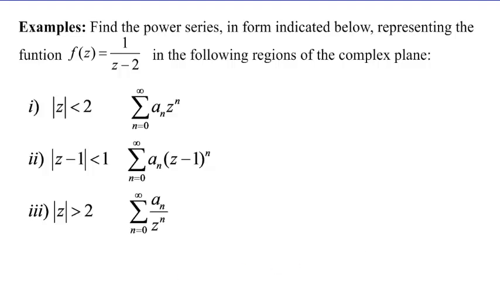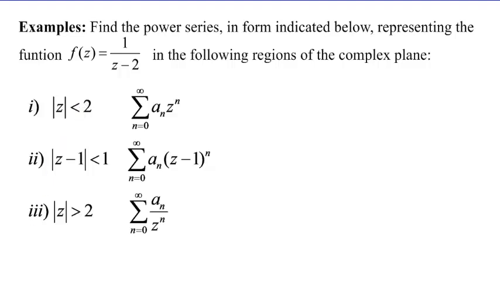We're given an exercise here which says find the power series in form indicated below, representing the function f of z is equal to 1 over z minus 2. The first condition, we are required to develop a power series of function of this form. In other words, under the condition that the absolute value of z is less than 2, meaning that we want the power series expansion of this function within the disk or the circle centered at the origin.